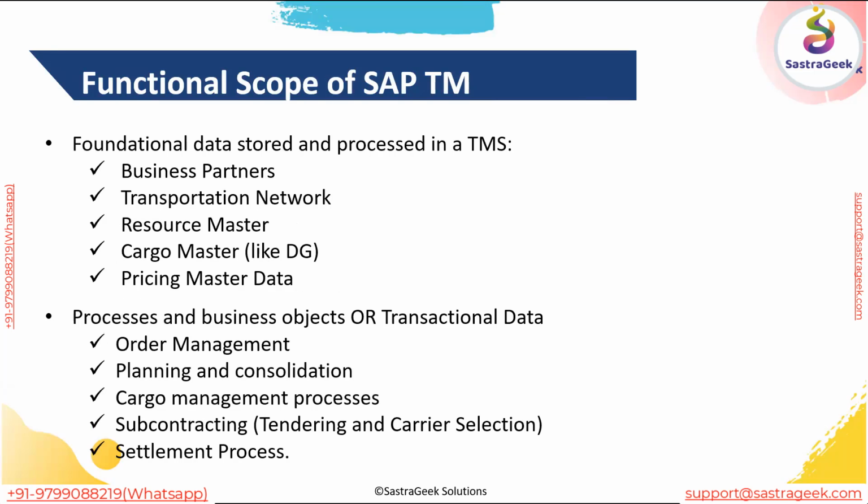Then the functional scope of TM. These are the terminologies that are used in SAP TM. Business partners: your consignee, your shipper, your carriers are the business partners. Your contract agreement parties are the business partners. These are created as BPs on the S4 side. In standalone TM, there is no customer and vendor. It only has BPs, business partner, as a concept.